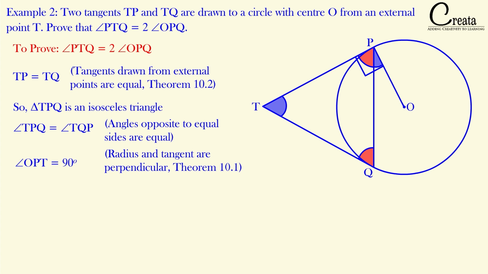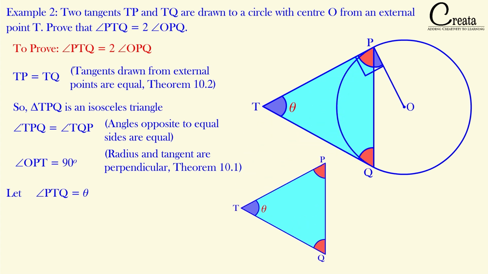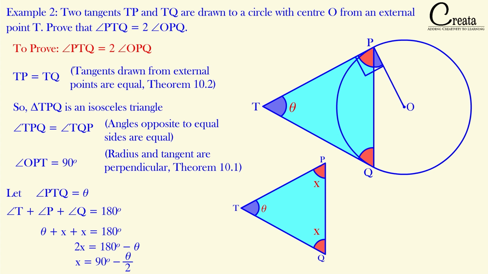Let's assume the angle PTQ is equal to theta. Let's take the triangle TPQ. Here angle T is theta, angle P and angle Q are both equal to each other. For the time being, let's take P and Q as x for easy solution. Let's apply the angle sum property of the triangle, that is the sum of three angles of a triangle is equal to 180 degrees. Angle T is theta. Let's solve for x. We got angle x as 90 minus theta by 2. It means these two angles are x, and these two angles are equal to 90 minus theta by 2.